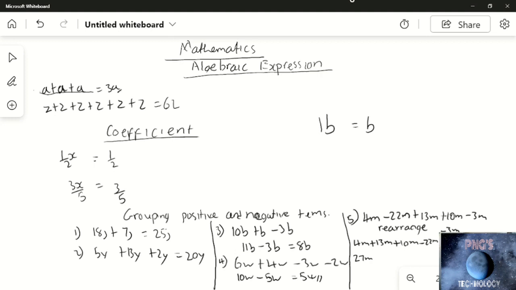2 and 3 is 5, right? So we have a total of minus 25m. So 27m minus 25m will give us a total of just 2m. And that's our answer. So rearranging in an algebraic expression is very essential because it will help you to analyze or figure out your evaluation real quick. So let's clean some part of the board so we can use it.